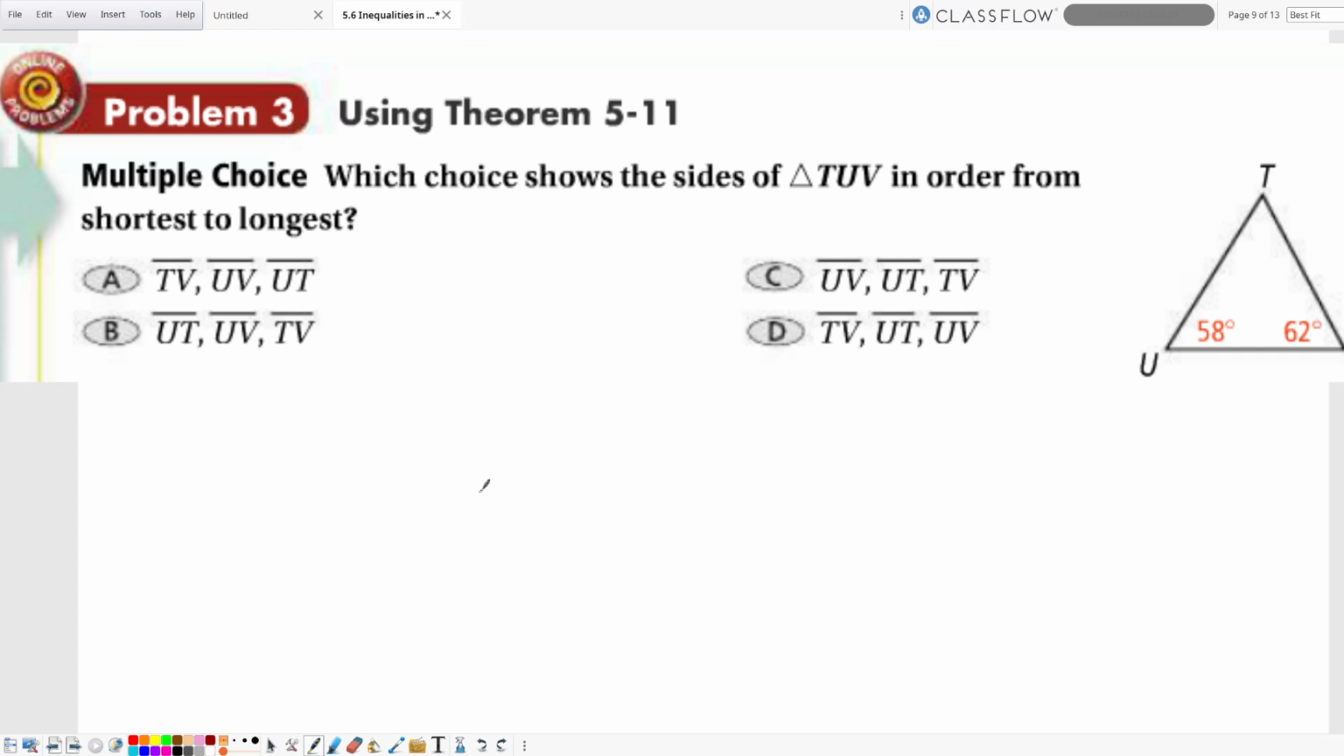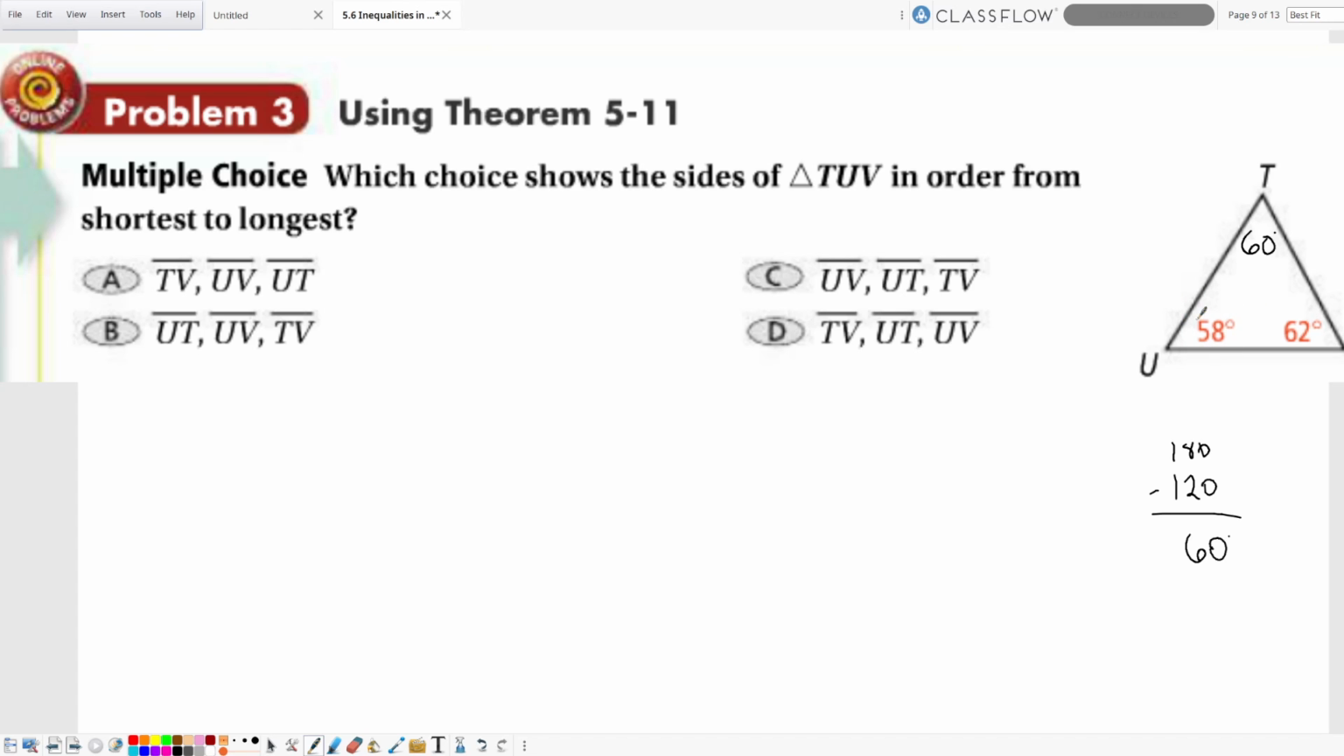So to be able to do this, the first thing we have to do is I need to find out what this missing angle is. Well, luckily I have two of the three angles, so I can go ahead and add these two numbers together. So 58 plus 62 should give you 120. You'll subtract that from 180 because all triangles add up to 180, which will give you 60 degrees, which means that this angle, T, is 60 degrees. So now I'm going from the shortest to the longest side.